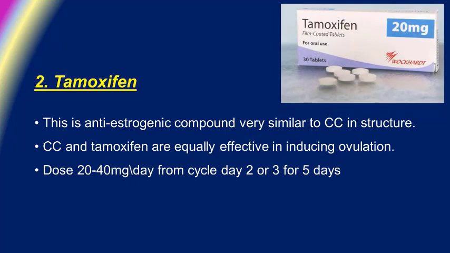The second drug is Tamoxifen. This is also an oral anti-estrogenic drug. It is very similar to clomiphene citrate in structure. Each tablet of Tamoxifen contains 20 milligrams. Clomiphene citrate and Tamoxifen are equally effective in inducing ovulation. The dose of Tamoxifen is 20 to 40 milligrams, also started from cycle day 2 or 3 for a maximum of 5 days.